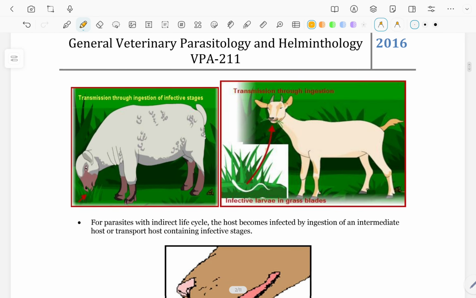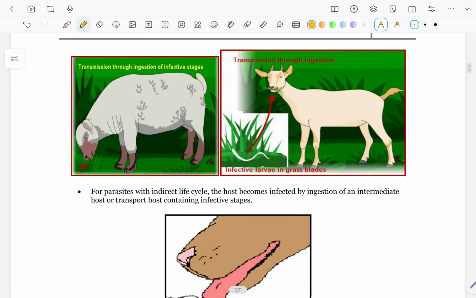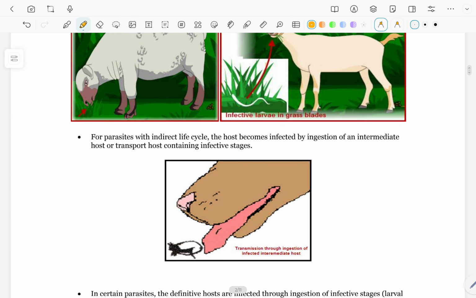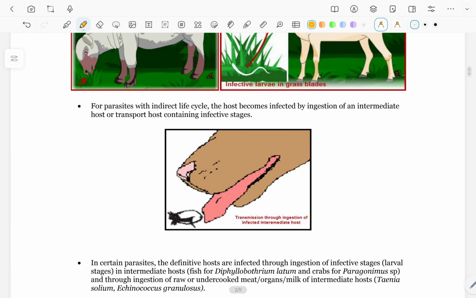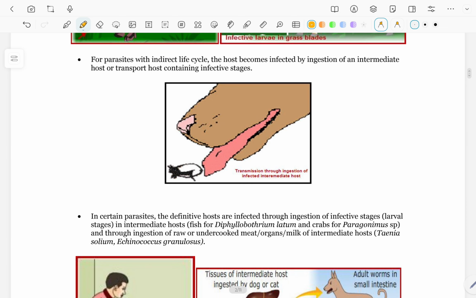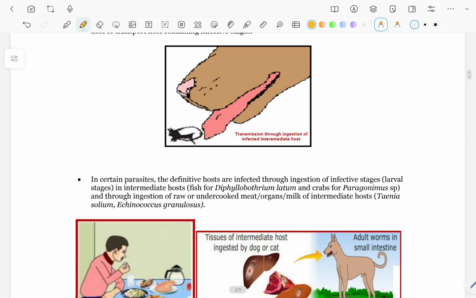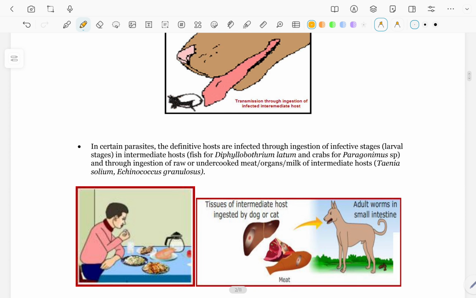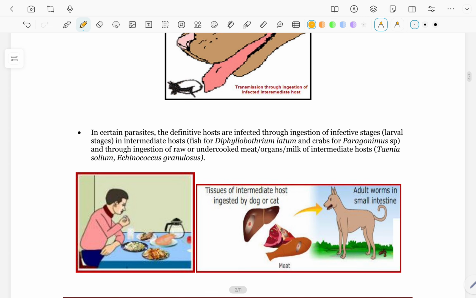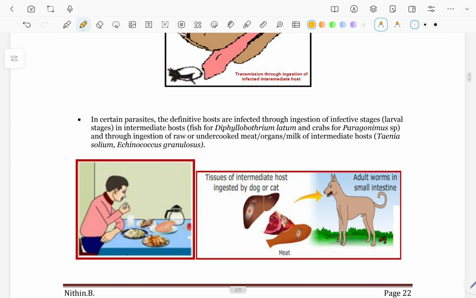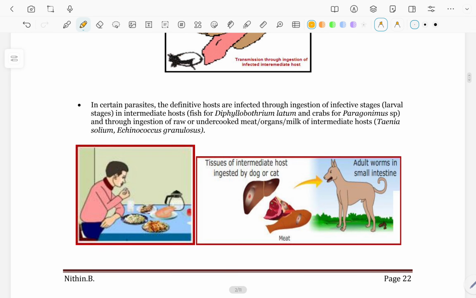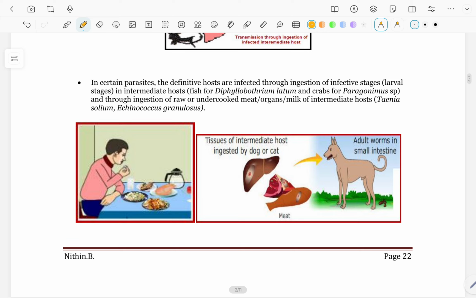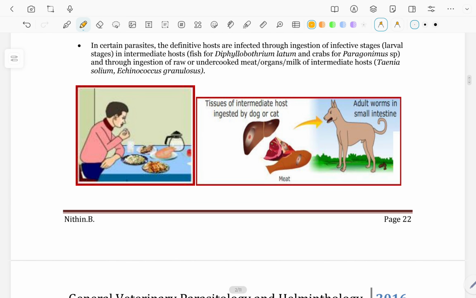For parasites with an indirect life cycle, the host becomes infected by ingestion of an intermediate host or transport host containing the infective stage. In certain parasites, the definitive hosts are infected through ingestion of the infective stage, larval stage, or intermediate host: fish for Diphyllobothrium latum and crab for Paragonimus species, and through ingestion of raw or undercooked meat, organ, or milk of the intermediate host, as in Taenia solium and Echinococcus granulosus.